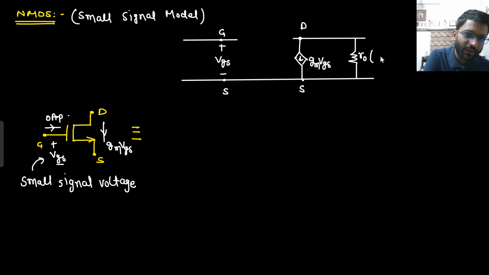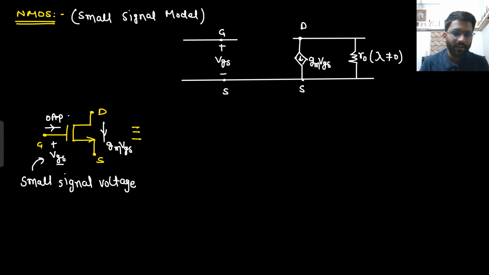This is the R naught. Here lambda is not equal to 0. If lambda is 0, this R naught will be infinity. Why are we putting this R naught? Because our MOSFET is working in saturation region. If it was working in linear region, we would have put a capital R on. The value is different.